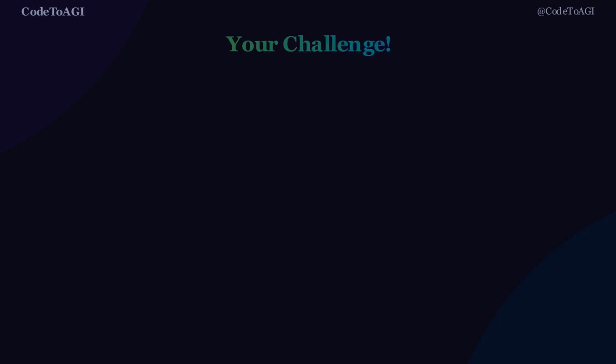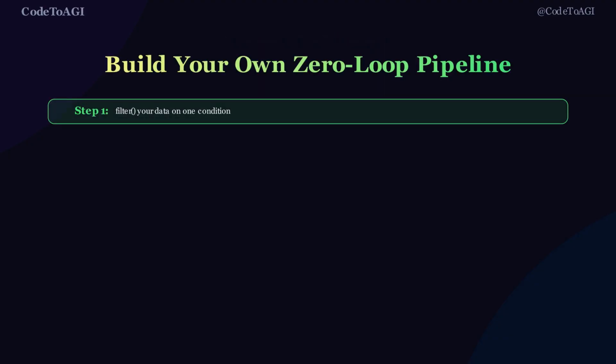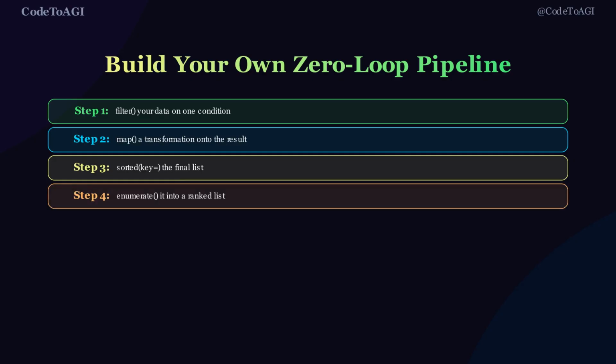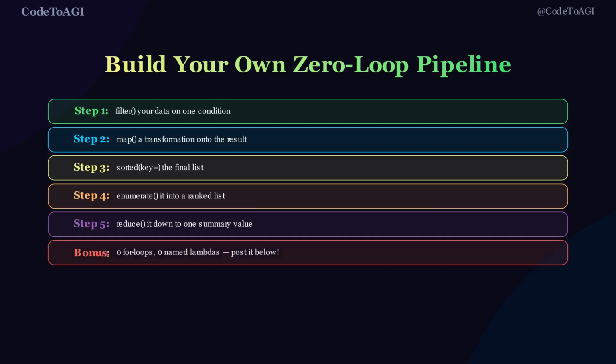Your challenge. Build the same pipeline, your own data. Step 1. Filter your data on one condition. Step 2. Map a transformation onto it. Step 3. Sort it using key. Step 4. Enumerate the final ranked list. Step 5. Use reduce to get one summary value. Bonus, do it with 0 for loops and 0 lambdas named with a variable.